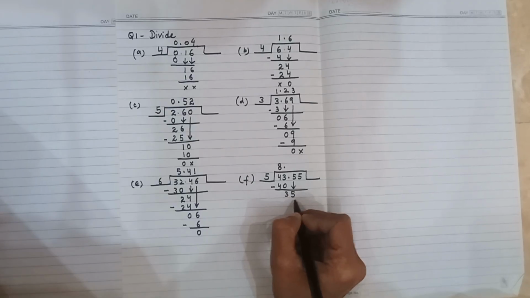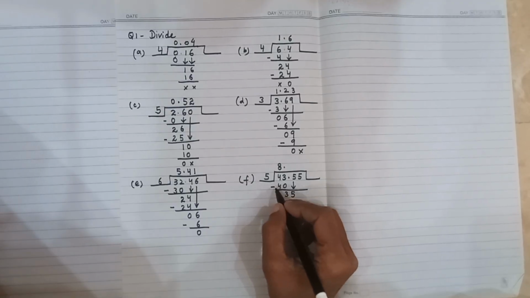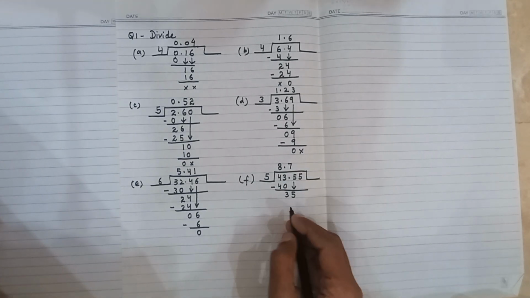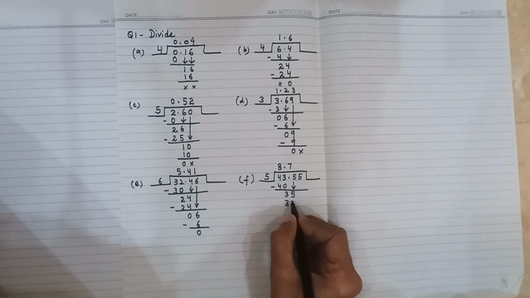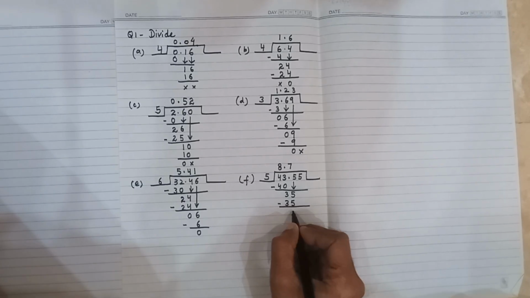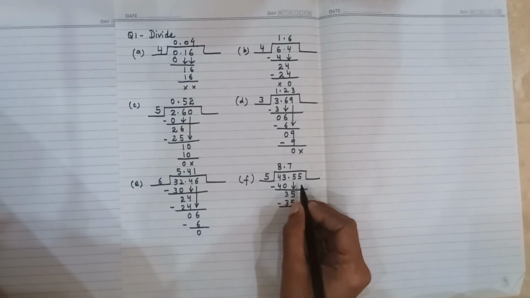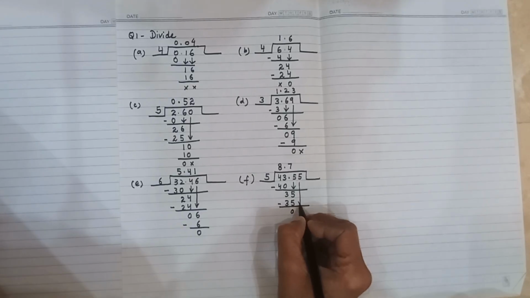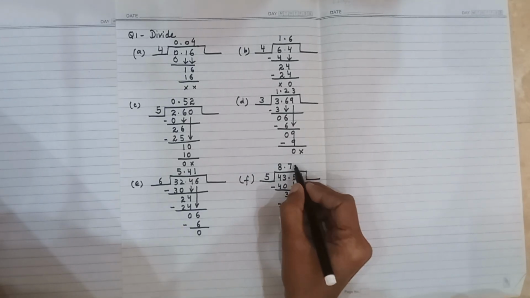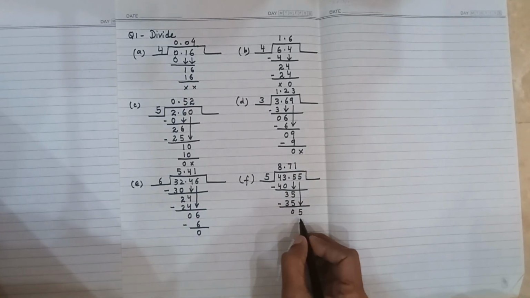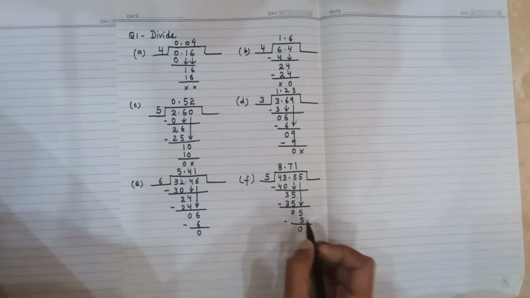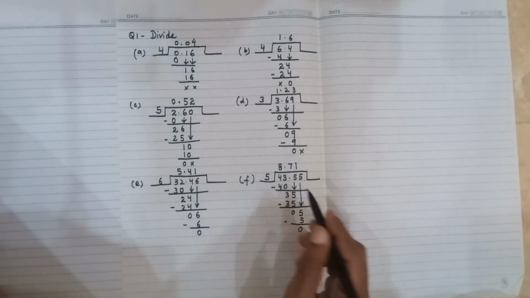Now it has become 35. Now read the table of 5 again. 5 into 7, 35. Then after subtracting, nothing remains. Then 5 will be brought down and read the table of 5. 5 into 1, 5. So after subtracting, nothing will remain. So 8.71 is our final answer.